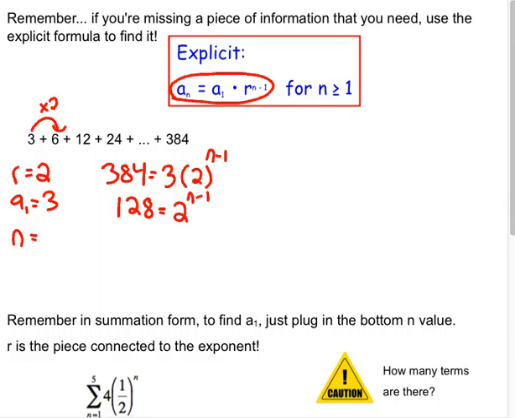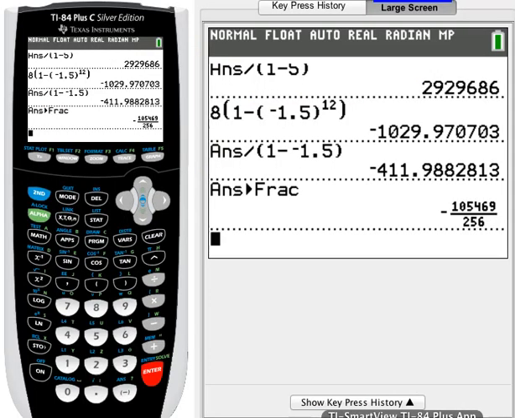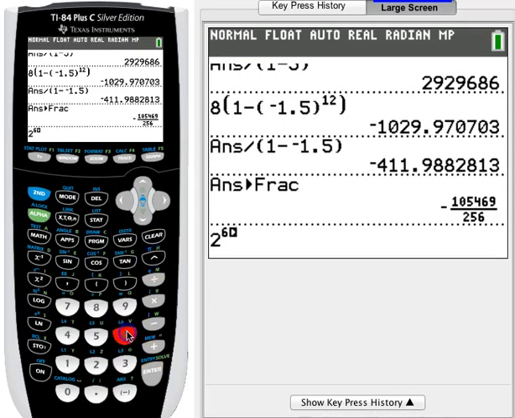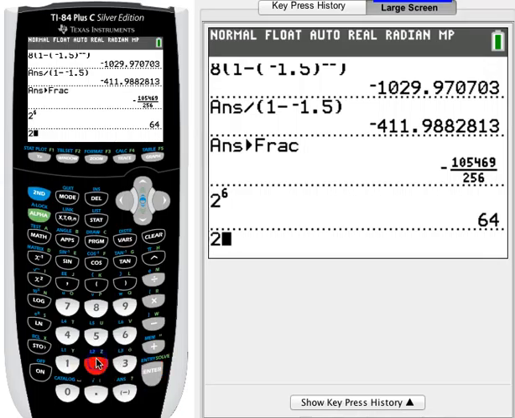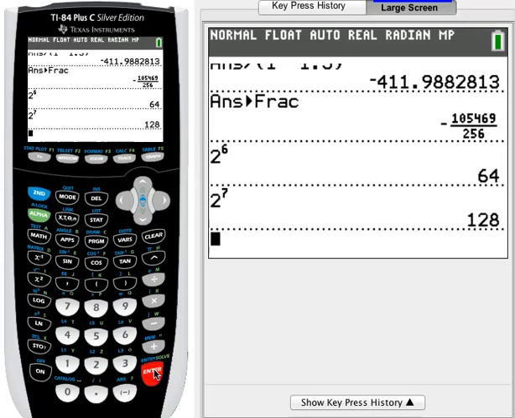So I get 128 equals 2 to the n minus 1. All right, so the 128 there, 128 is some power of 2. So I'm going to rewrite this using that as some power of 2. Now, we don't know what power that is, so you can either use your powers chart or let your calculator help you. Is it 2 to the 6? No. Is it 2 to the 7? Oh, there we go. I found it already.